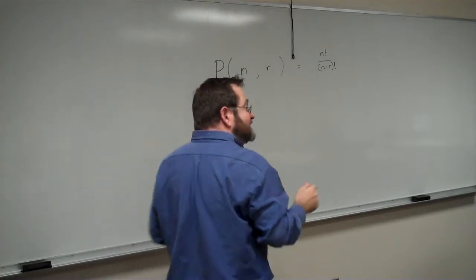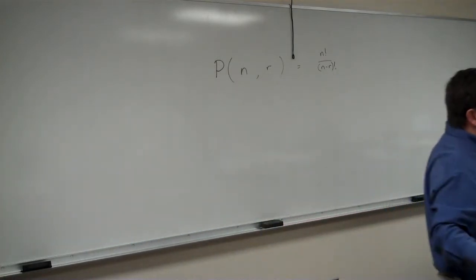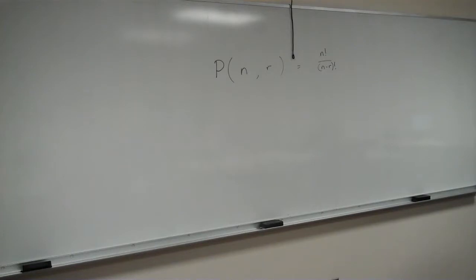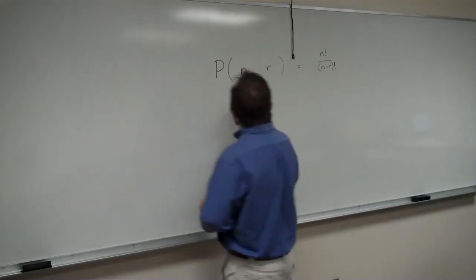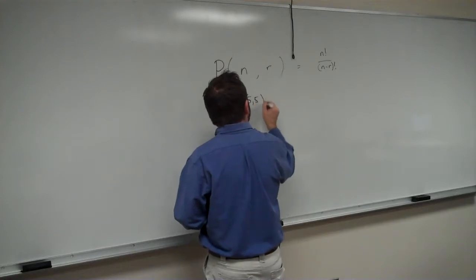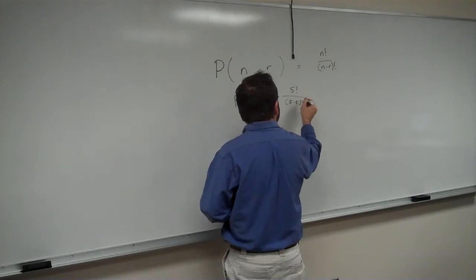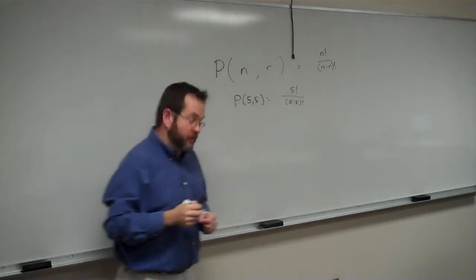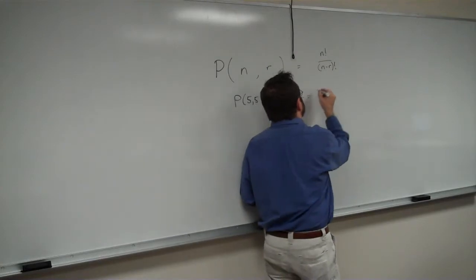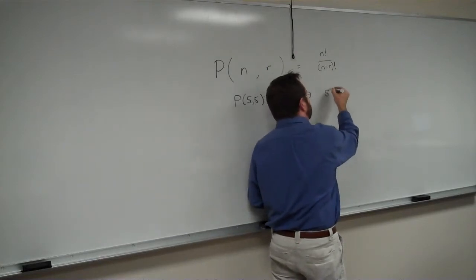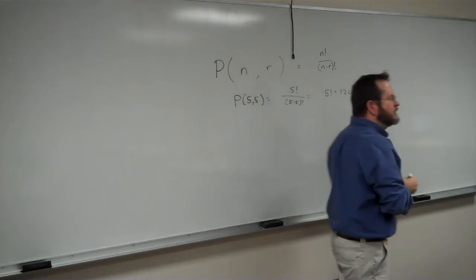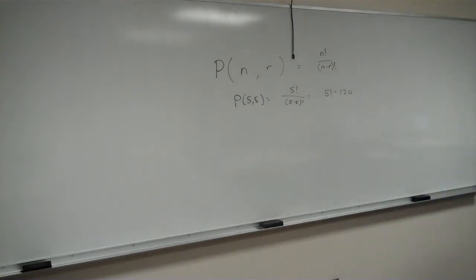So for example, if I said there's 5 students in this room, how many different orders of the 5 students could there be? We're talking about the number of permutations of 5 things taken 5 at a time, which will be 5 factorial over 5 minus 5 factorial. That's 0 factorial. By definition, 0 factorial is 1. So it's just 5 factorial divided by 1, or 5 factorial, which I think is 120. Yeah, I'm pretty sure it is. So there are 120 different ways we could order the 5 students in this room.